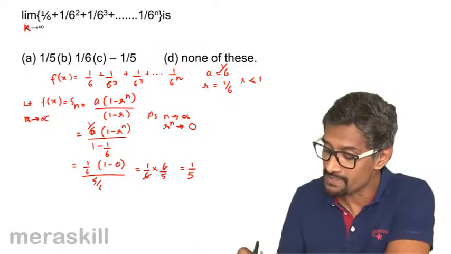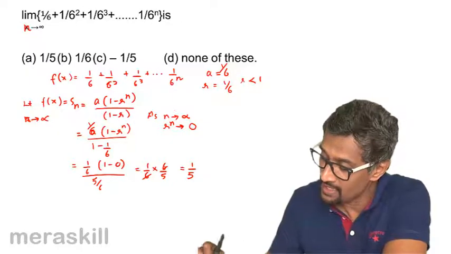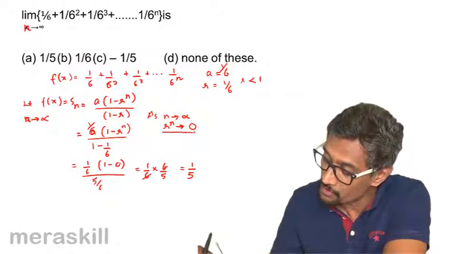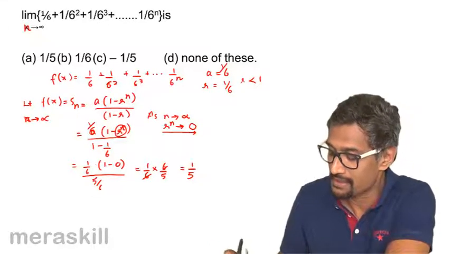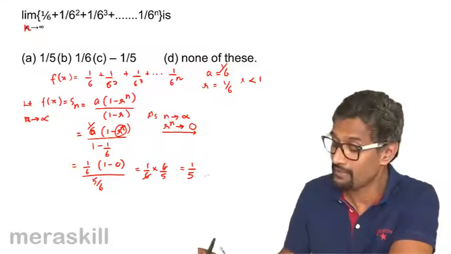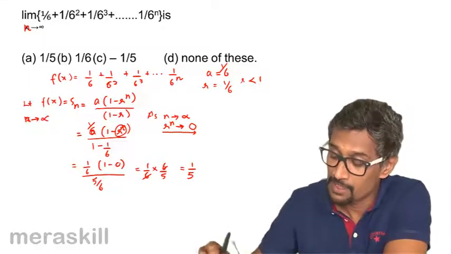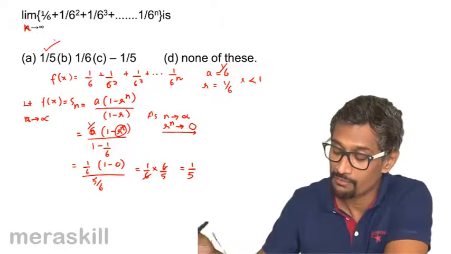So candidates, please understand this part, that as n approaches infinity, r raised to n approaches 0. So that means this can ultimately be substituted as 0. So 1 by 6 into bracket 1 minus 0 upon 5 by 6, and you get 1 by 5. So this particular function's limit is nothing but 1 by 5.